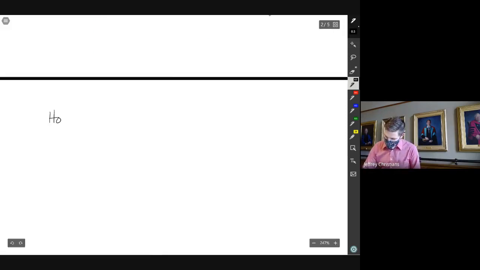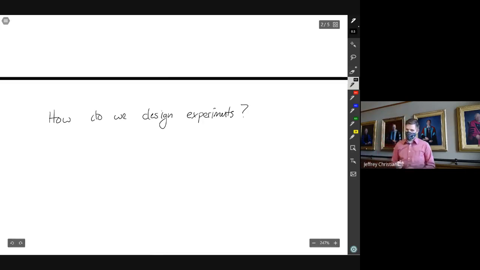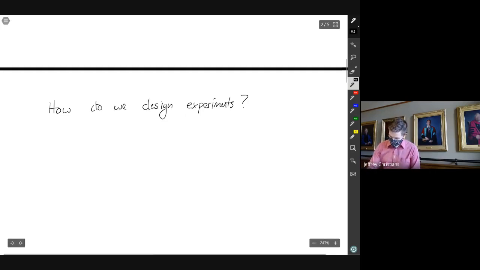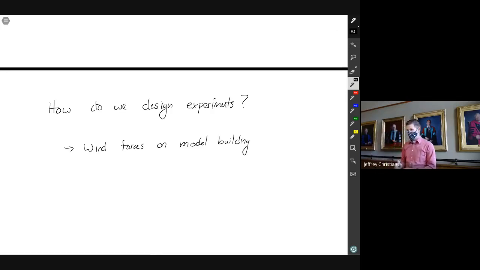We'll call this part how do we design experiments? So say we wanted to get an idea of wind forces on a model building. How do we design an experiment that we can actually figure that out?